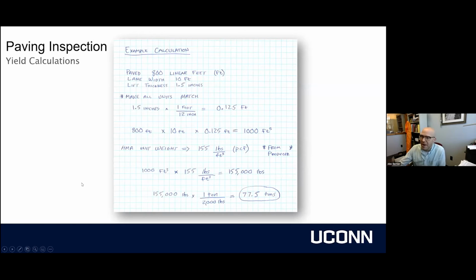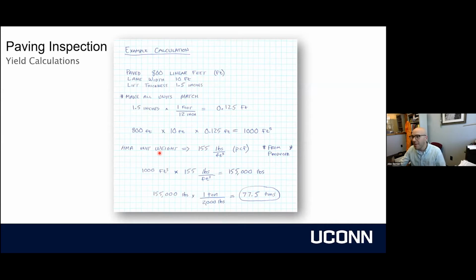So here's an example of a yield calculation, and we don't have to go too far into depth on this because I know we have a short window of time today, but in this example, we have 800 linear feet and a 10-foot wide paving lane. We also know our target thickness that we're hoping to achieve is 1.5 inches in place compacted. We also were given from our plant that we have a unit weight of 155 pounds per cubic foot.